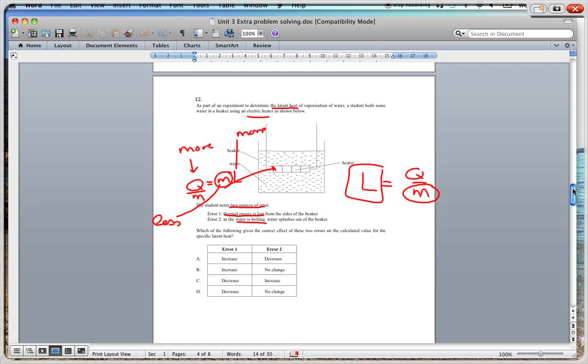So there's no answer for this that I'm getting. If there is less, let me just check this again. If there is less mass, and so you're going to, yeah, I would say at the moment, I'll get back to you on this, but I would say that both of these are going to lead to an increase.